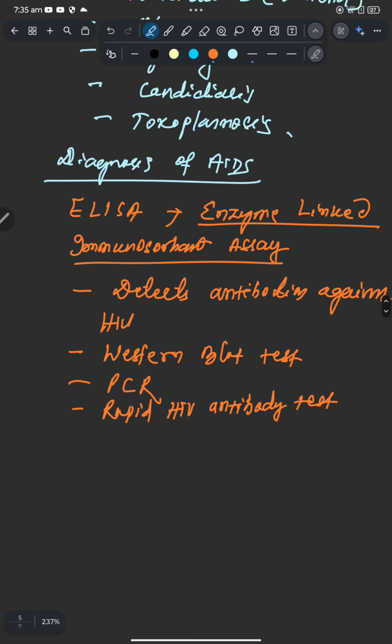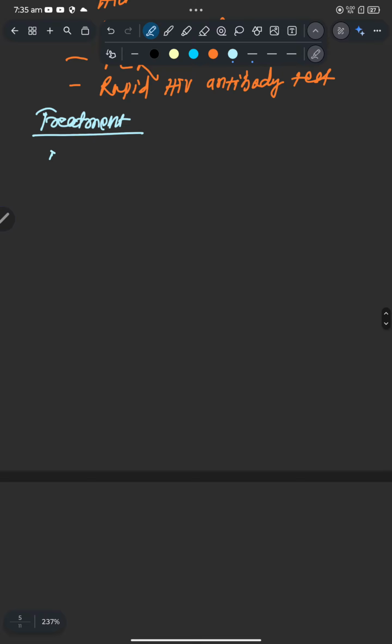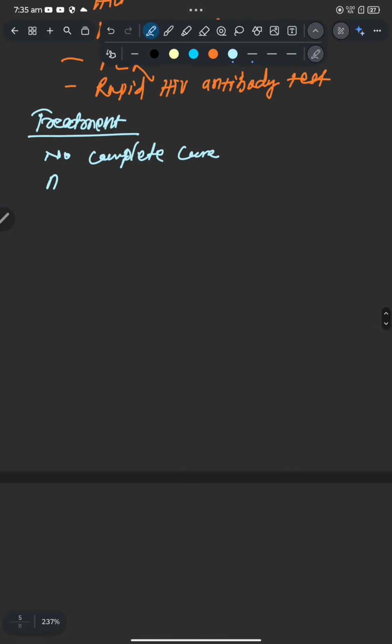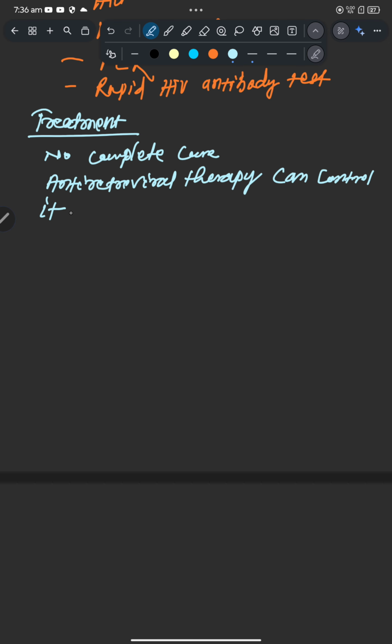Now come to the treatment. There is no complete cure, but antiretroviral therapy can control this. Antiretroviral therapy can control it. Okay, very very important. Antiretroviral थेरापी.